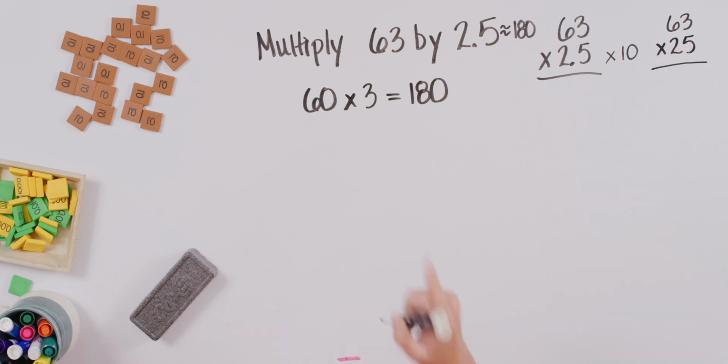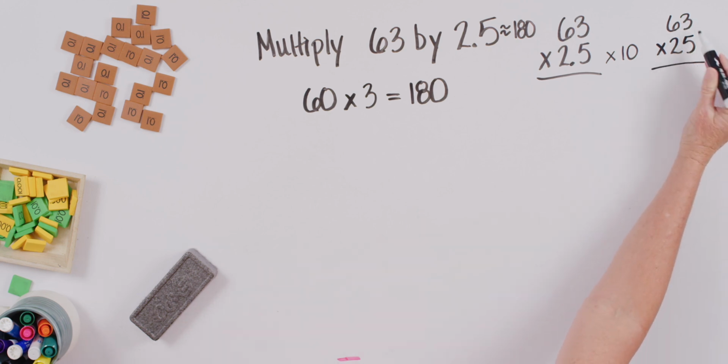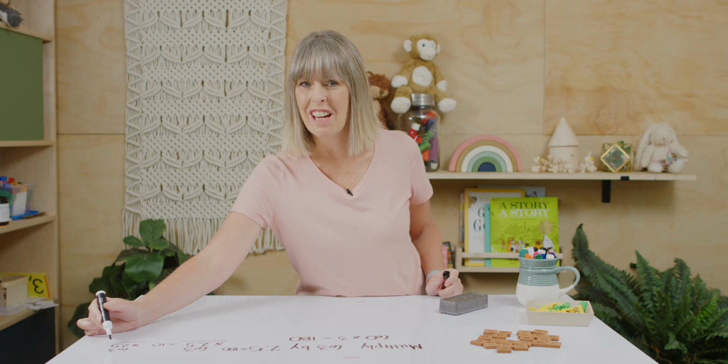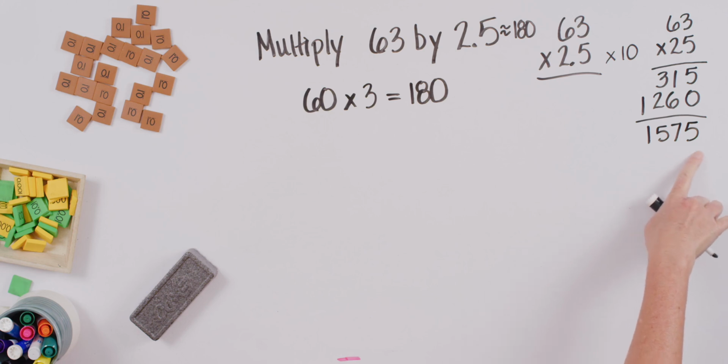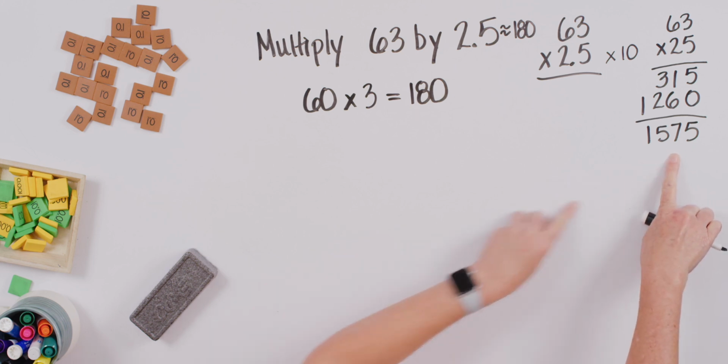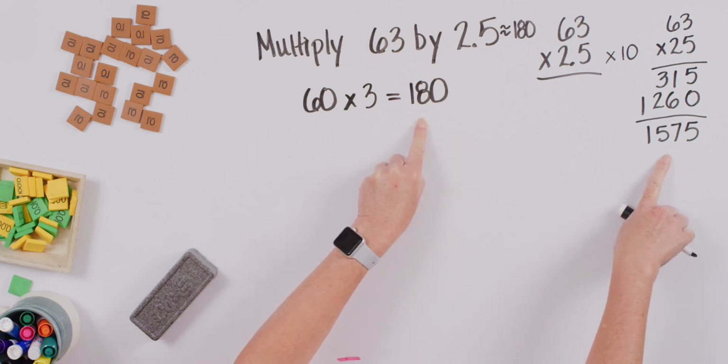Okay, now at home, I want you to work through 63 times 25. Then meet me back here and we'll check our answers together. All right, did you get 1,575? Is that our correct answer? Well, if I go to look at my estimate in this, I'm like, nope, I am way off.